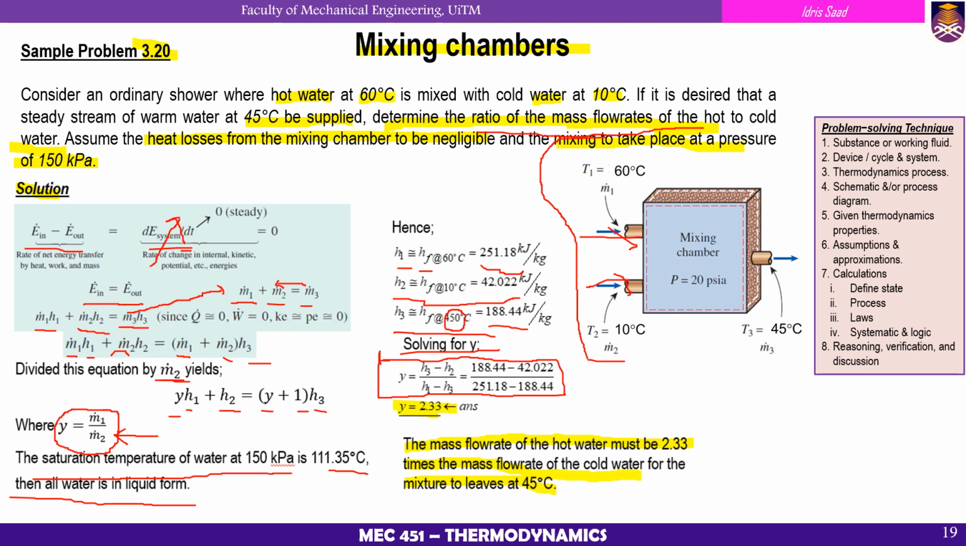Normally, please do remember for the mixing chamber, we can have multiple exits. So we have to do the mass balance equation, which is the summation of the mass at the inlet must equal the summation of the mass at the outlet.